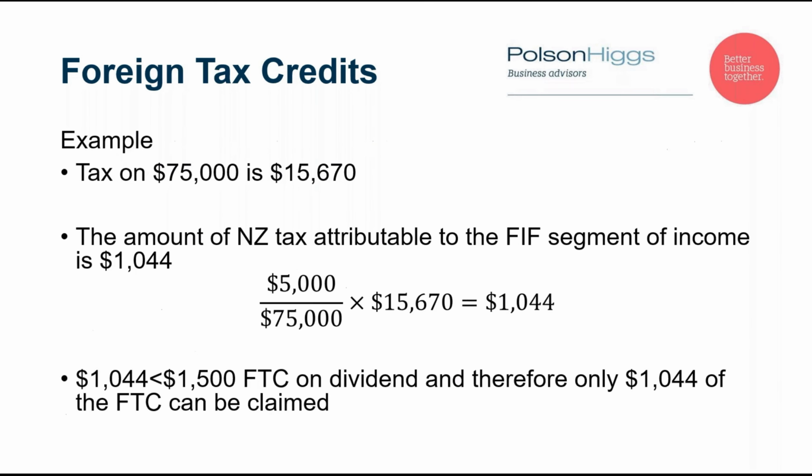Sorry. What's my New Zealand tax on the 75,000? 15,670. How much of that is attributable to the FIF income segment? 1,044. So we take the 5,000 over the 75,000 times the total tax payable, 15,670, which gives $1,044. That's less than the total withholding I had of 1,500. Therefore, I'm only allowed to claim the $1,044. That's the amount that's attributable to New Zealand income tax.